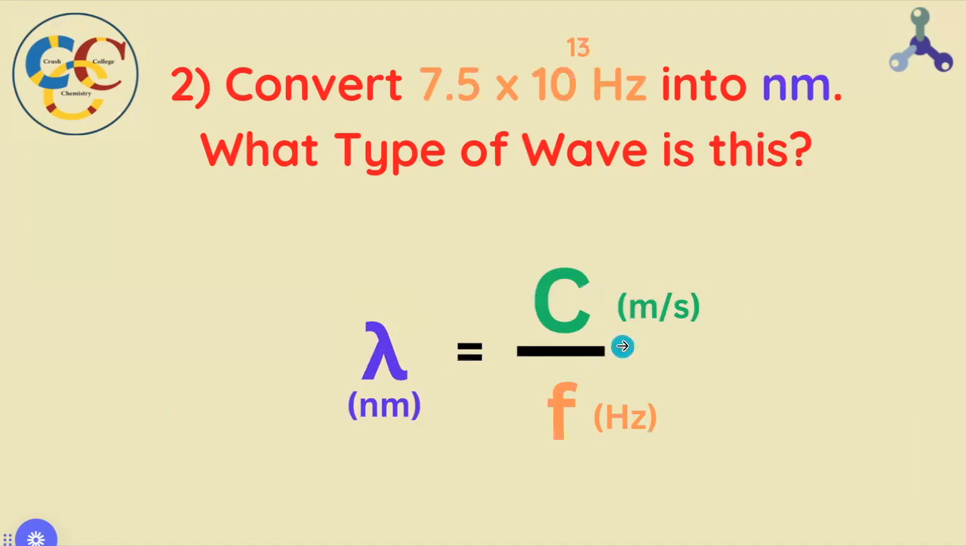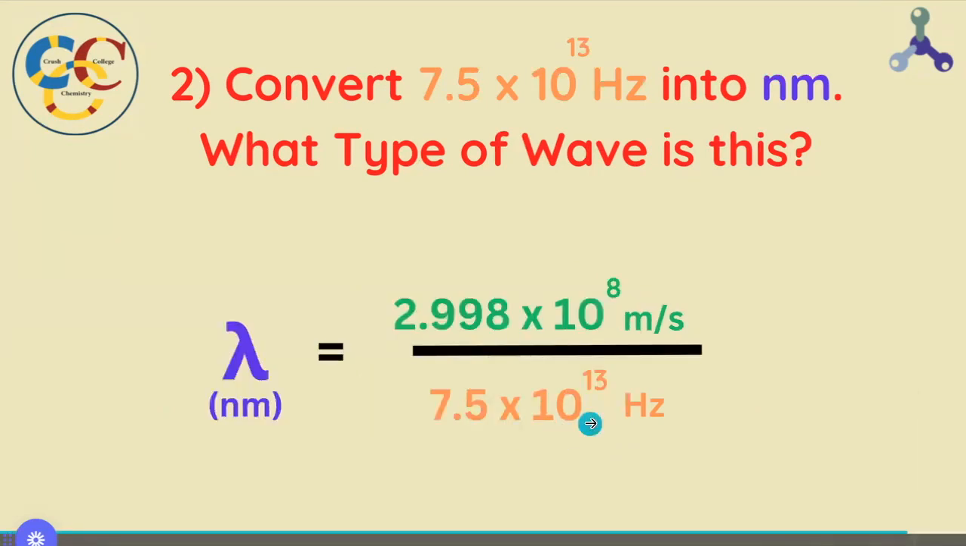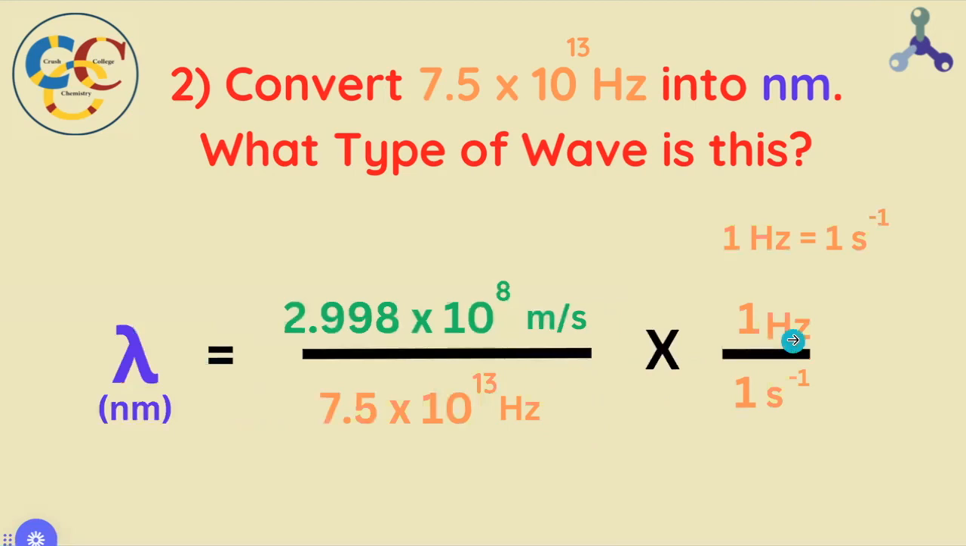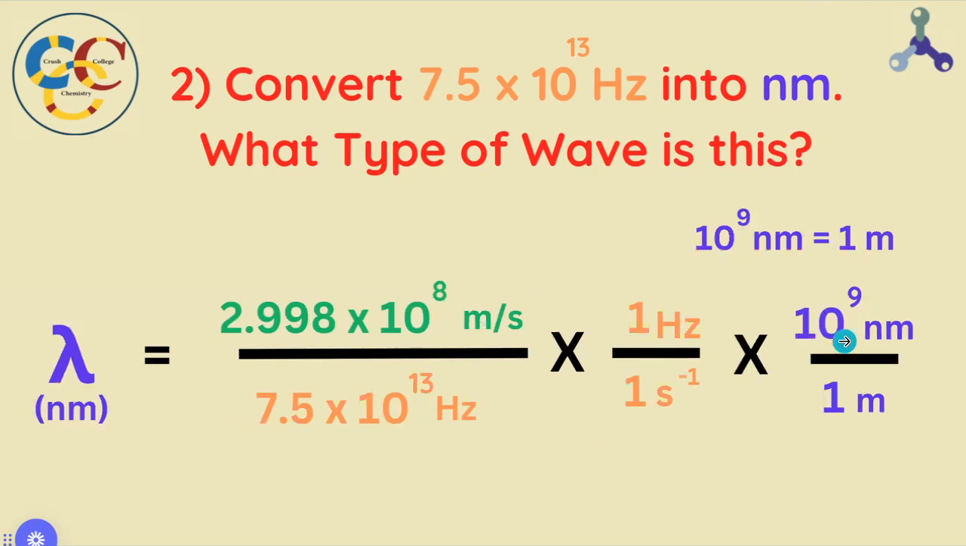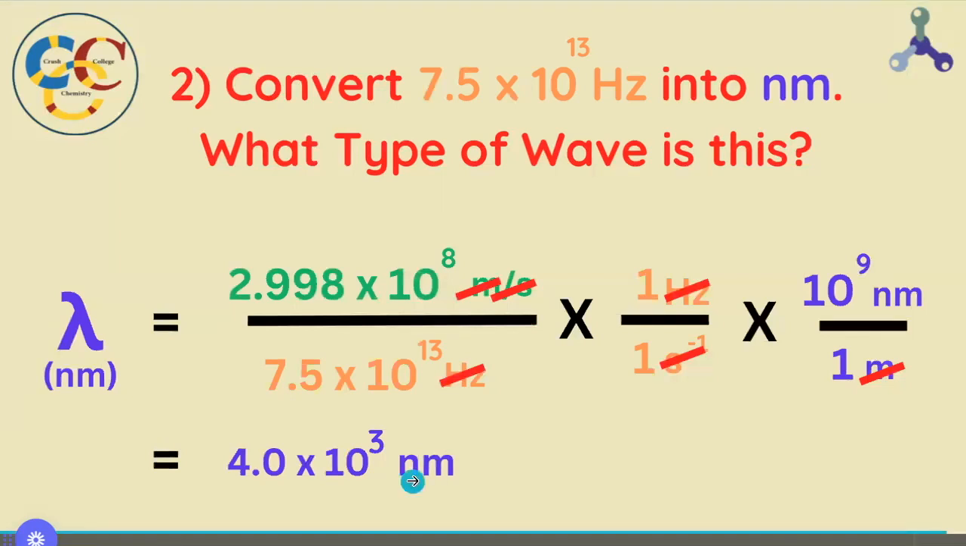And what we could do is plug in all of our values and then rearrange and solve. But I highly recommend that you do it as just the terms and then you plug it in. Now we're going to replace frequency and propagation speed with what they're equal to. We're going to use a unit conversion factor to go from hertz into seconds inverse because that's what relates it to the propagation speed. And we're going to convert meters into nanometers with another unit conversion, cross out all the units, and we're left with 4.0 times 10^3 nanometers as our answer with the correct number of significant figures.